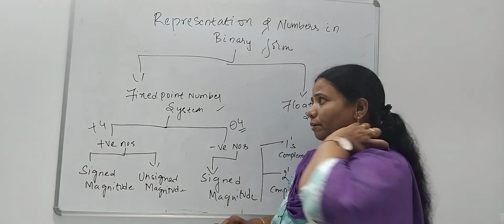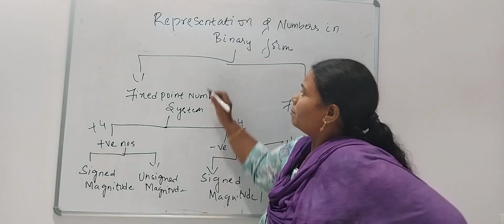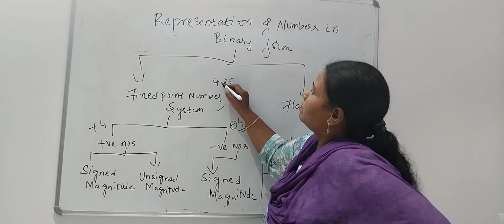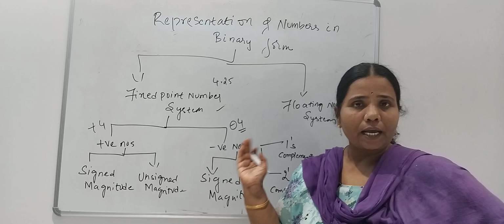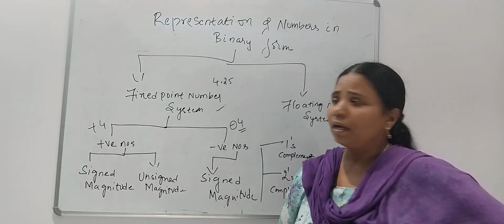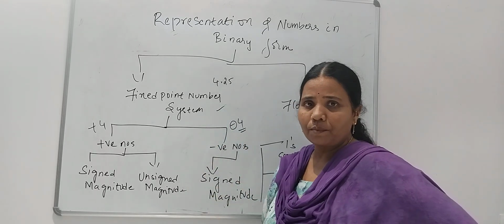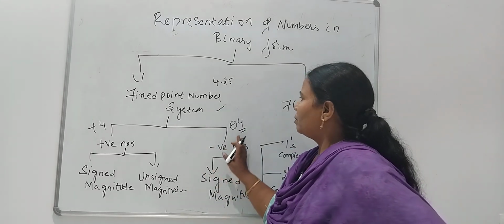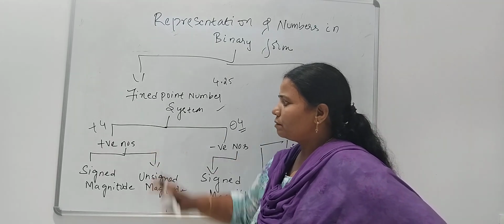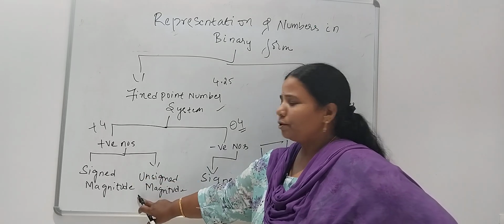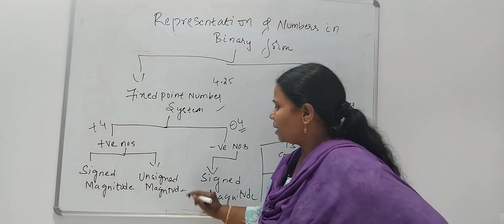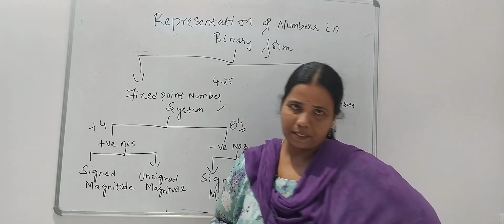And in this, whenever we take a decimal number, say 4.25, if the decimal point is not moved either towards the right or towards the left, then that type of number system comes under fixed point numbers, and those numbers you are going to represent as positive and negative. Positive numbers are represented in two ways: one is signed magnitude representation, another one is unsigned magnitude representation.